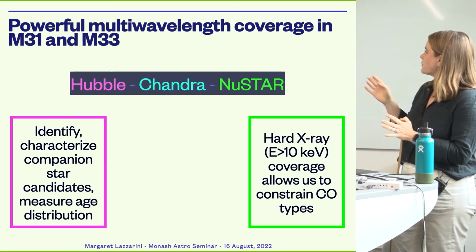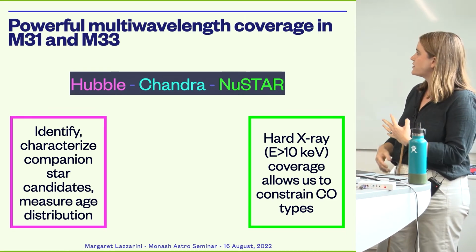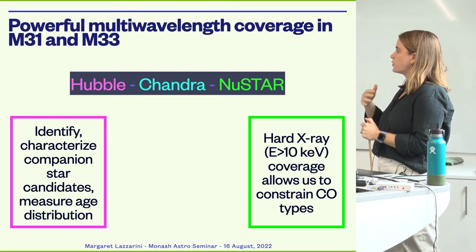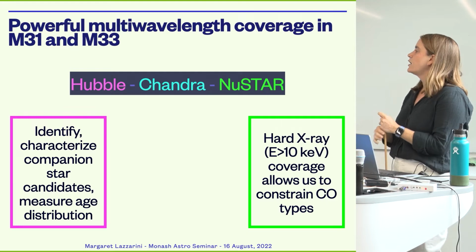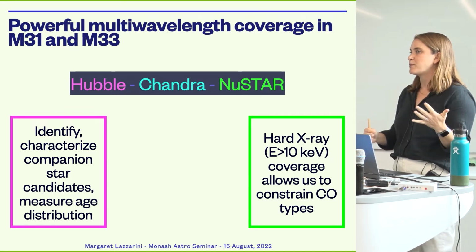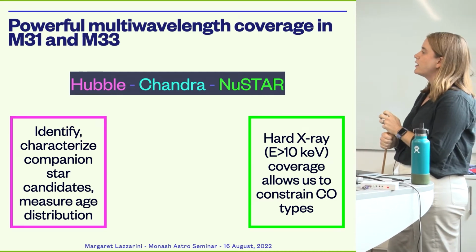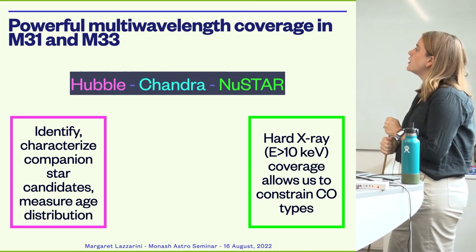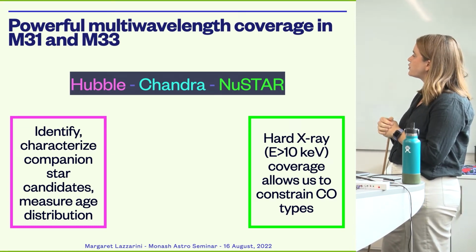So to talk about the different multi-wavelength coverage, what we can actually do with this data. Using the HST data, we're looking in the optical, we can identify the HMXB companion star candidates. We can characterize them. We don't have spectra for them, but we have multi-band photometry, 6-band photometry, spanning near UV to near IR. And then we can also measure their age distributions.